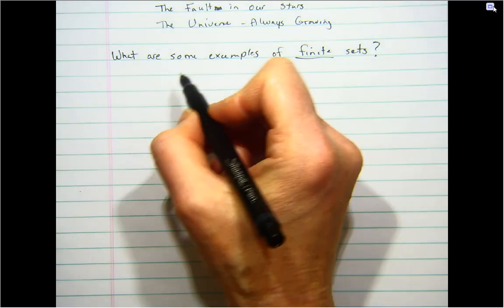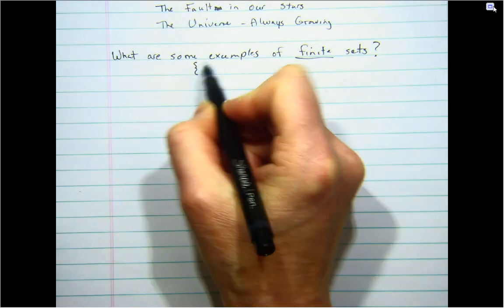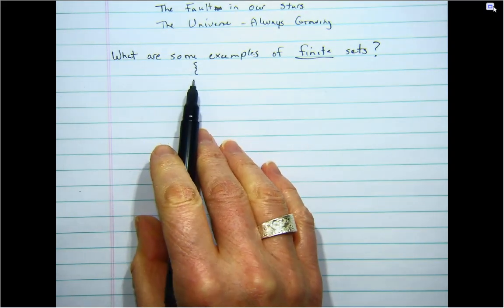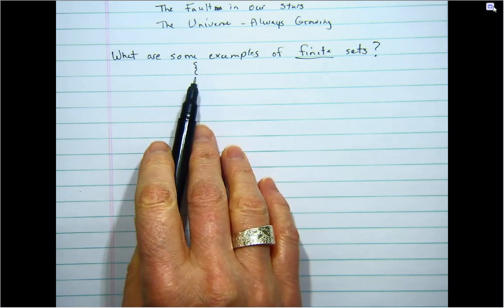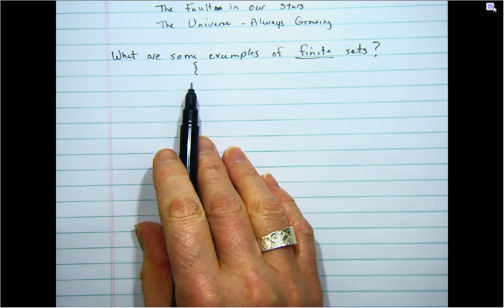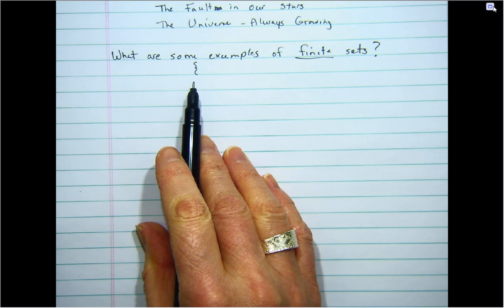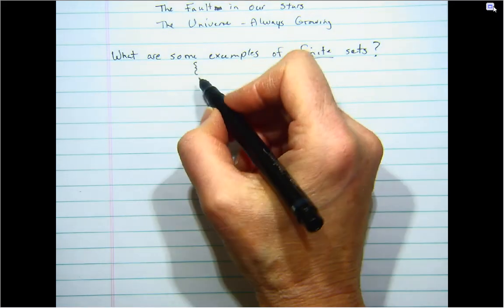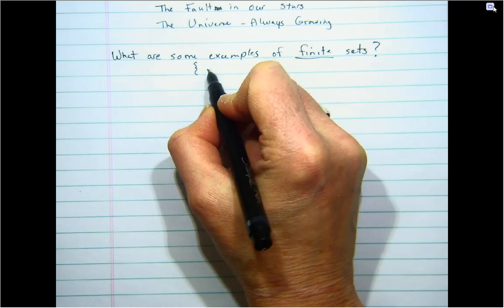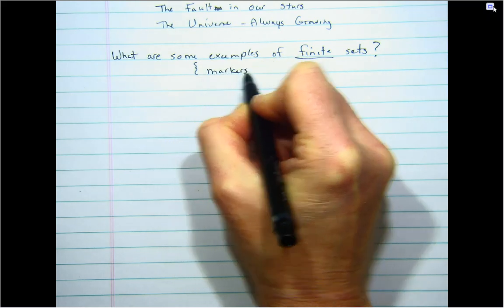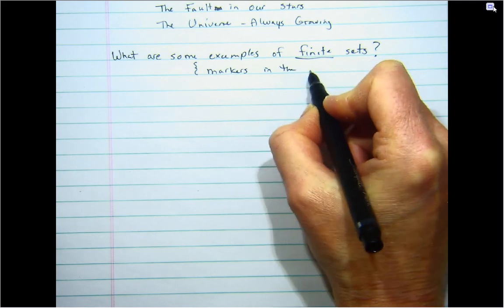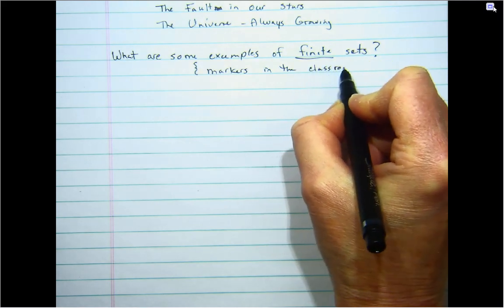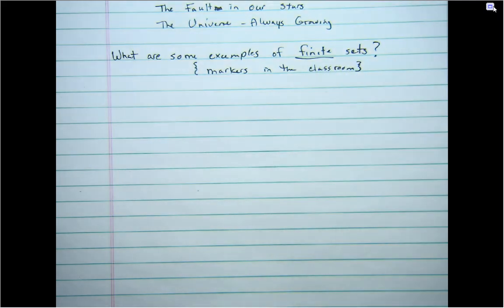So mathematicians use little braces like this. They're on your keyboard, kind of next to the letter P. We use these braces to read "the set of"... the set of markers in the classroom. That would be an example of a finite set. I could go through and see there's probably about 15.